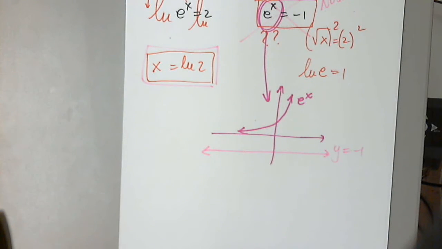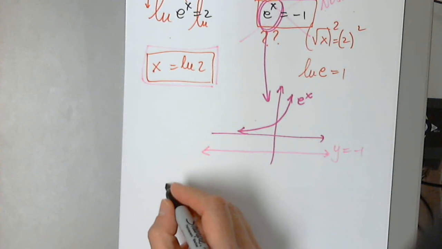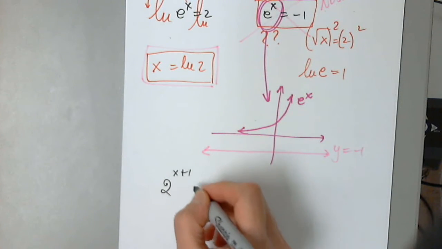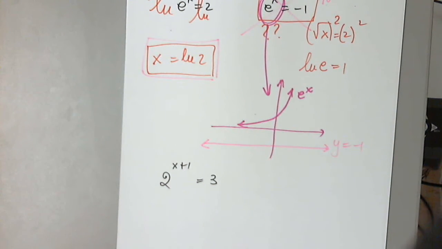Here's another example. Let's say 2 to the x plus 1 equals 3. There's no way I can present 2 and 3 with the same base. Doesn't exist. And there is a way. And the way is the inverse function. But I don't want to apply log base 2 because I may not have it in the graphing calculator. I will apply what I have to both sides.